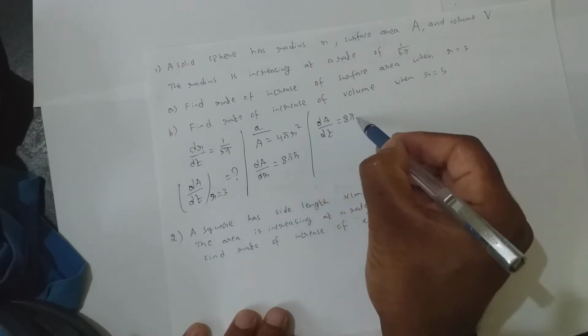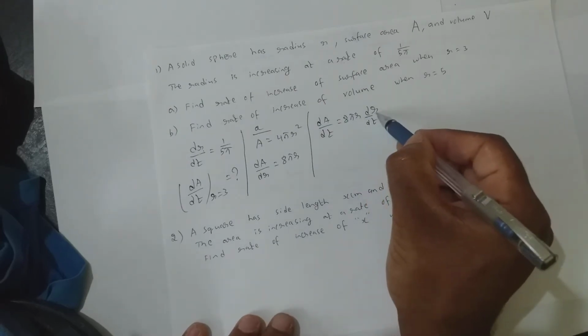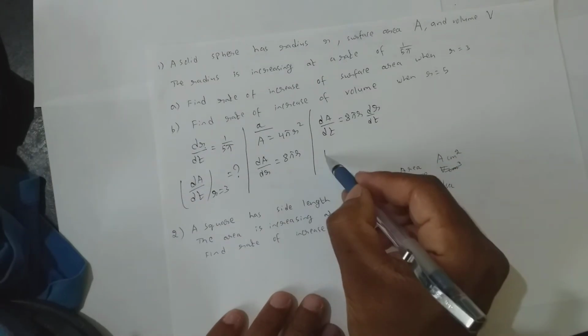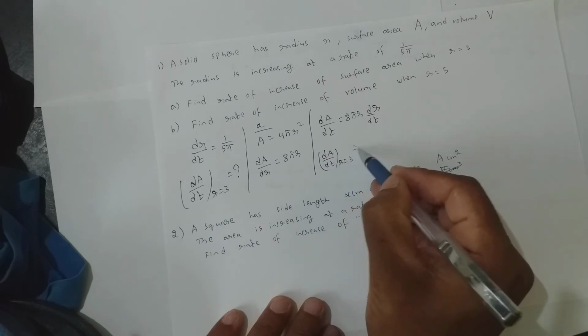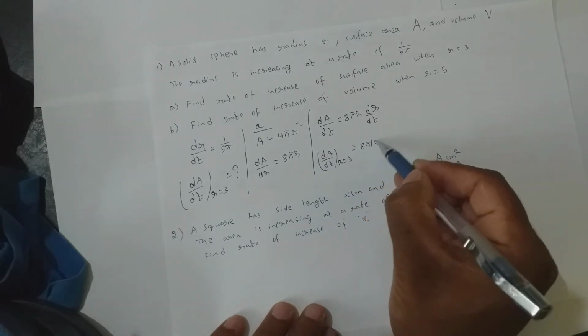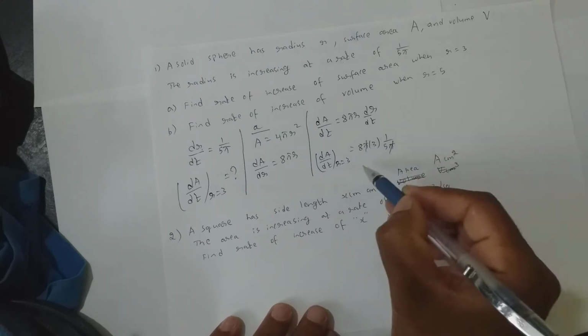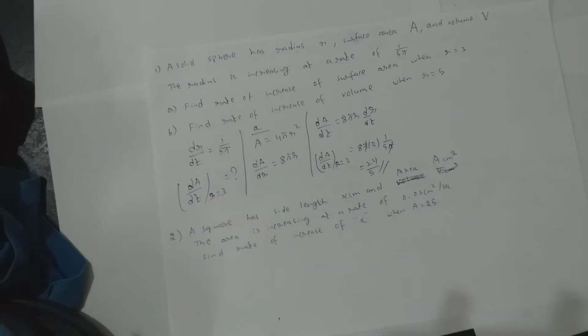The same thing along with d by dt of what letter do you have? That letter you get over here. Is it clear? So, now dA by dt when r equal to 3, how much you get? It is 8 pi into 3 into dr by dt, which is 1 by 5 pi. Pi gets cancelled, 24 by 5 is the answer.